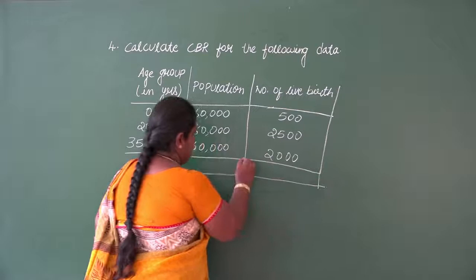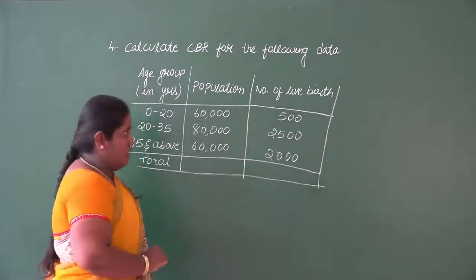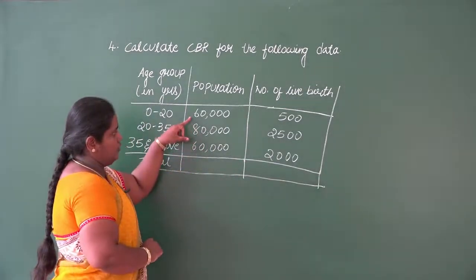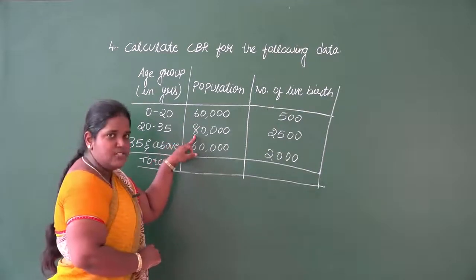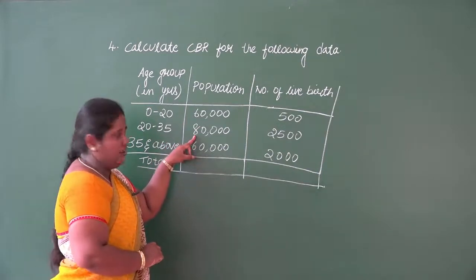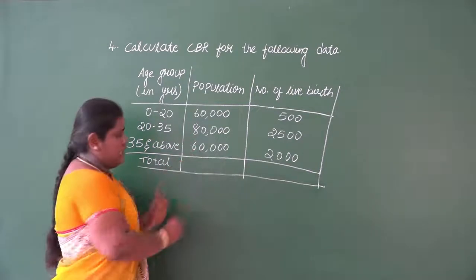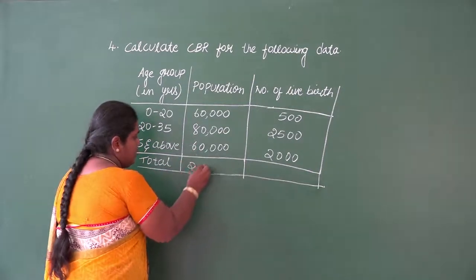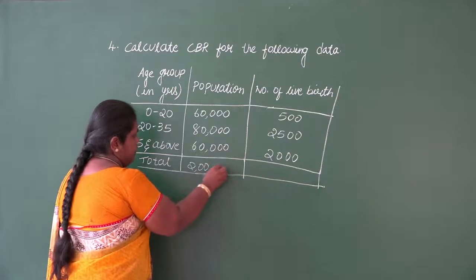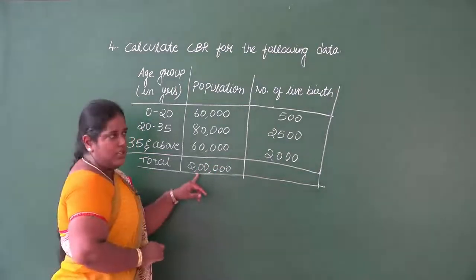You'll find out the total of the live birth. So here you have to add now 60,000 and 80,000. It is 1,40,000. So 1,40,000 plus 60,000 will get it as 2 lakh. So the population total is 2 lakh.